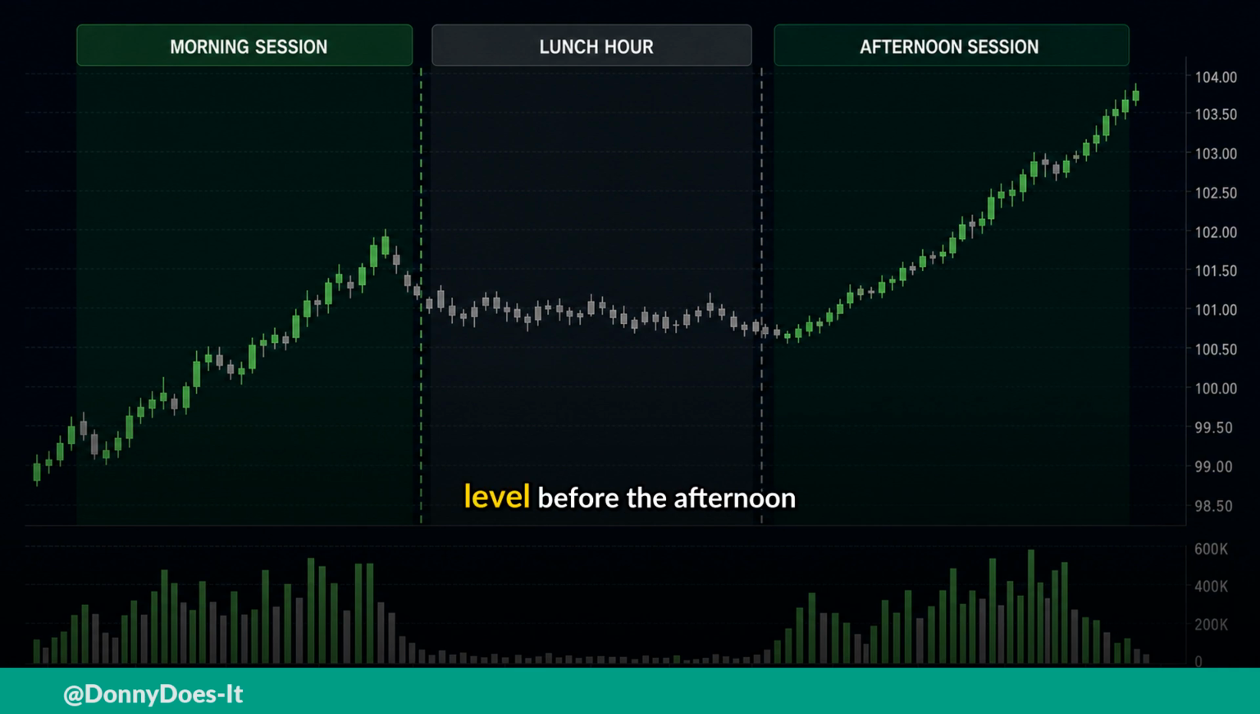I avoid trading the 11 a.m. to 1 p.m. window on most days. The risk reward is poor because the moves are smaller and choppier.